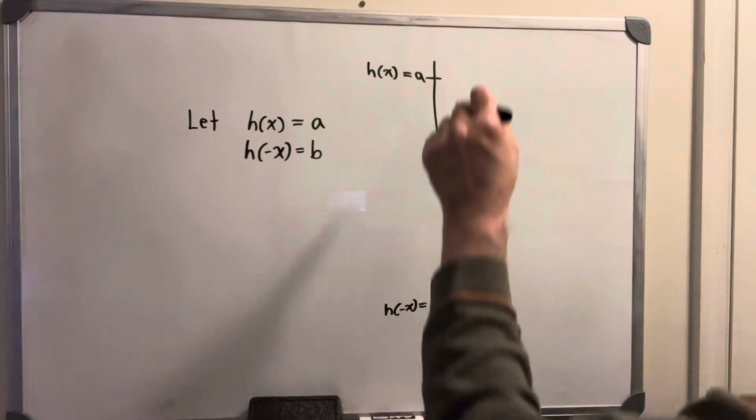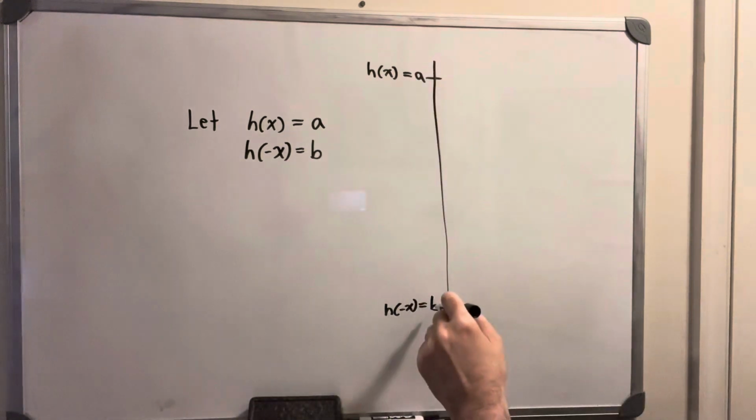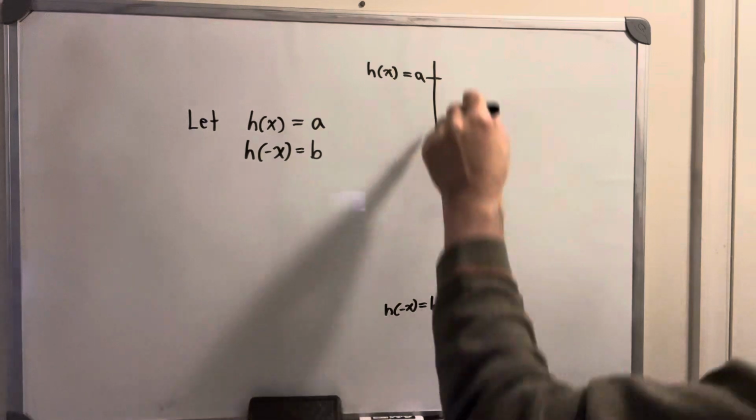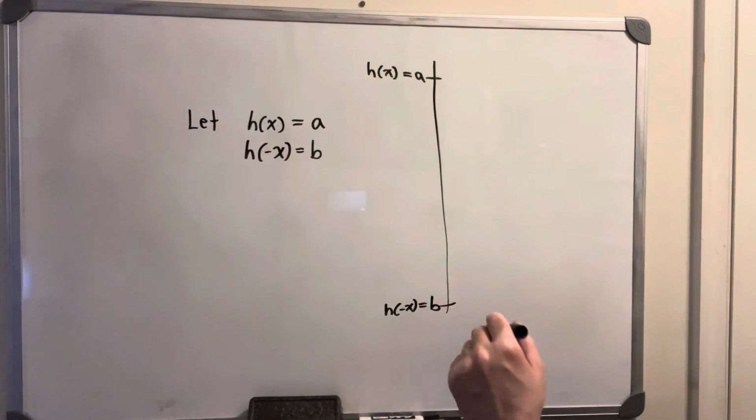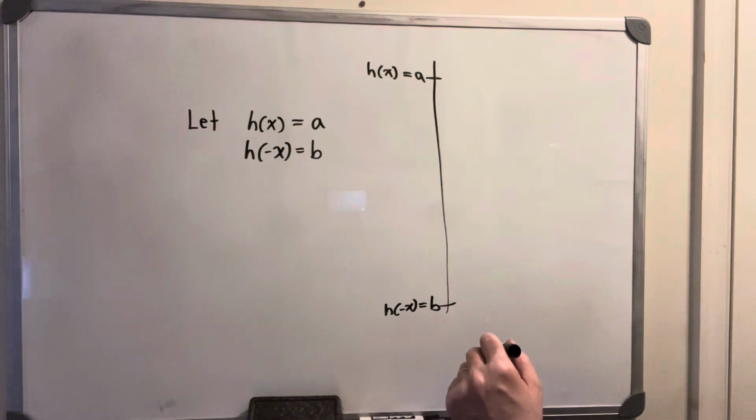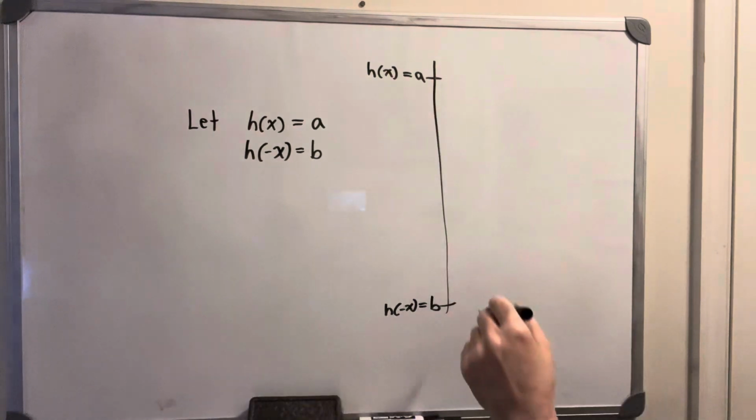It doesn't matter, because there is an a and there is a b, and the distance between them could be 0, could be negative or positive, depending on the signs of a and b. But we can just assume that they are some numbers.